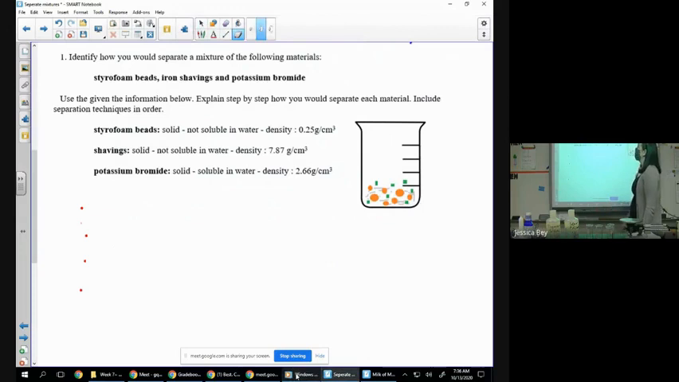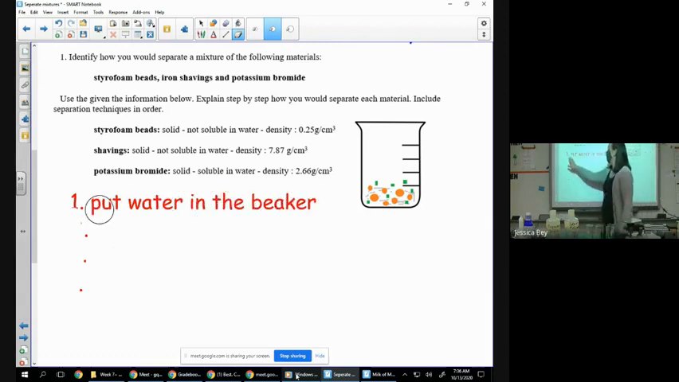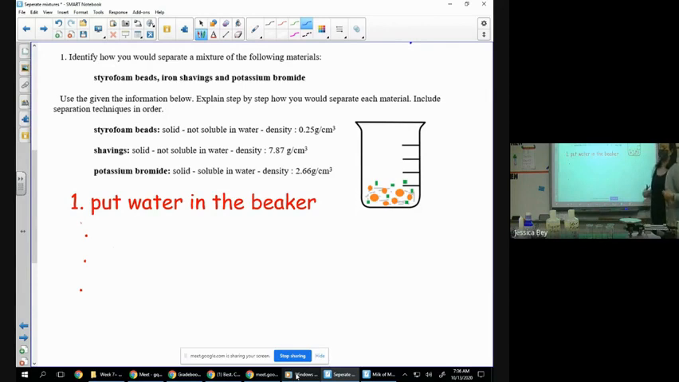Here we go. So you have styrofoam beads, probably some iron shavings or something, and potassium bromide in a beaker. When you're looking at how to separate a mixture, you want to think about what you might need to do before you can start separating. If you have all these solids together, you can't really do much. So hopefully when you were doing the worksheet, you thought, hey, maybe if I add water into the beaker, that could get something to happen.